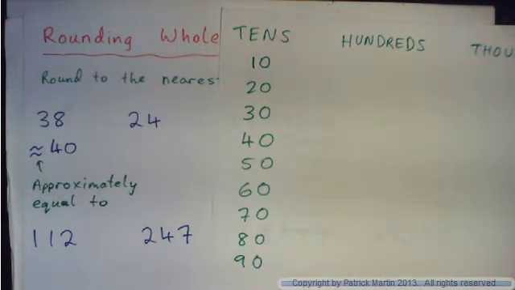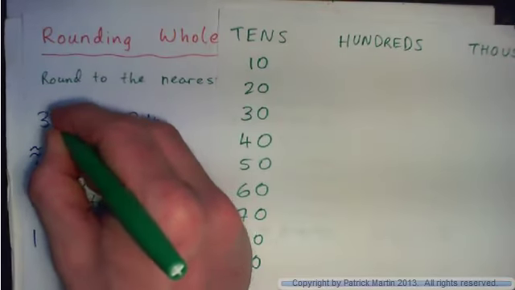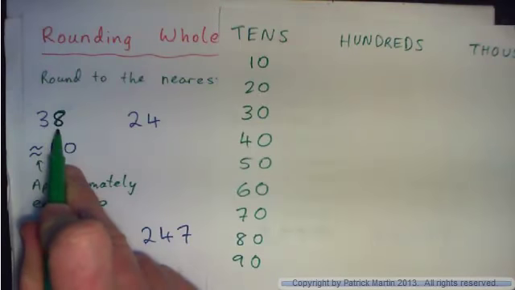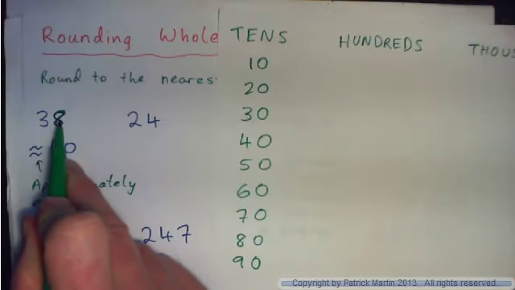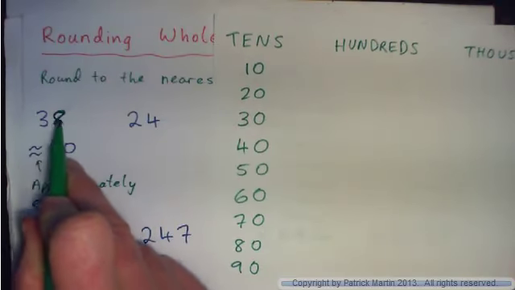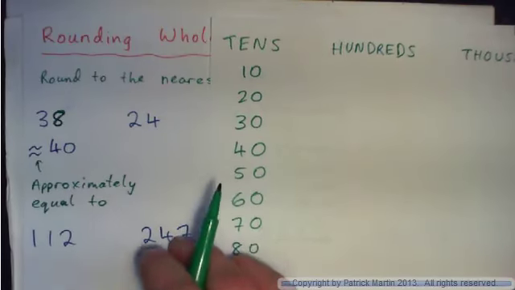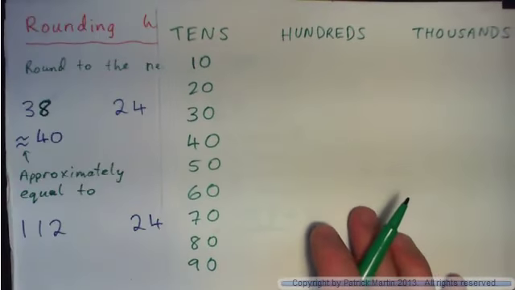Now, the other way of doing that is saying, look, in the one spot we have an 8. If this digit here is 5 or more, we round up. If it's 4 or less, we round down. So we round up, and then the 3 turns into a 4 in the 10 spot. So that's another way of doing it. But it is important to understand exactly what's going on.